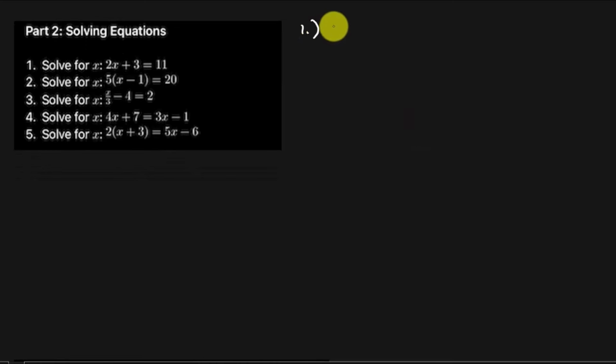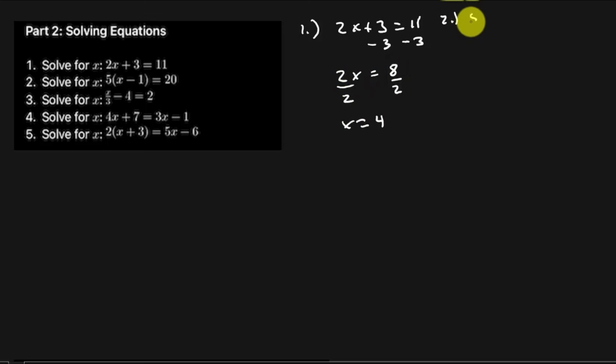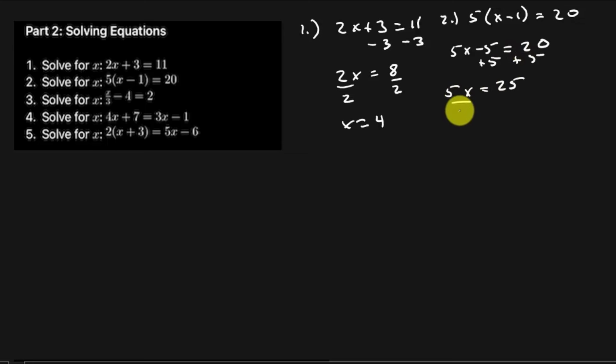So let's go ahead and go through that. 2x plus 3 equals 11. So I'm going to subtract 3 from both sides. So 2x equals 8. Divide by 2, I get x equals 4. And then for problem 2, I've got 5 times (x minus 1) equals 20. So we're going to clear parentheses. 5x minus 5 equals 20. Add the 5 to both sides. I get 5x equals 25. Divide by 5, I get x equals 5. And there's your answer.